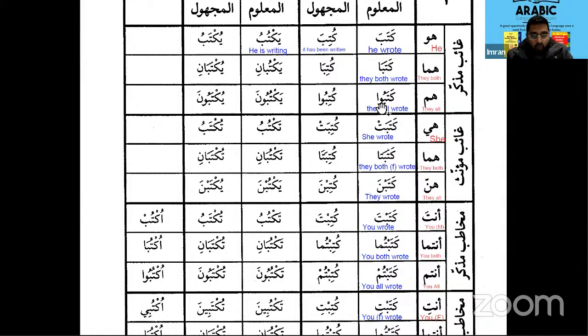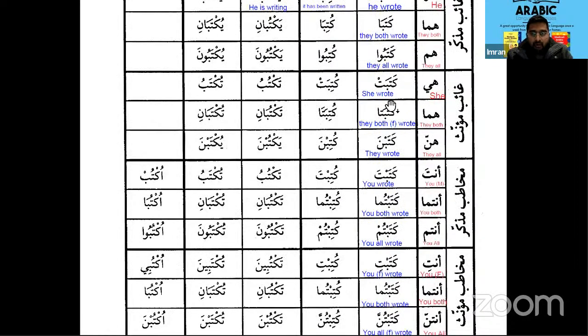Now in hum katabu, we have the alif and the waw, and the previous letter from the waw, which normally in kataba, he wrote, had a fatha, we change to a dhamma, and it becomes hum katabu. And then when we go to she, we have katabat. We add a ta with a sukoon. This ta with a sukoon is not a pronoun, but a sign for female. Katabat. Ta with a sukoon.